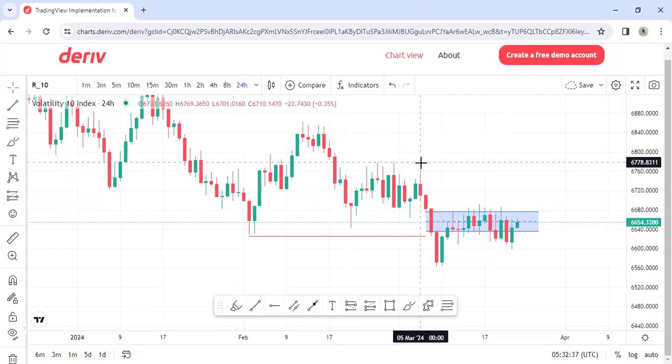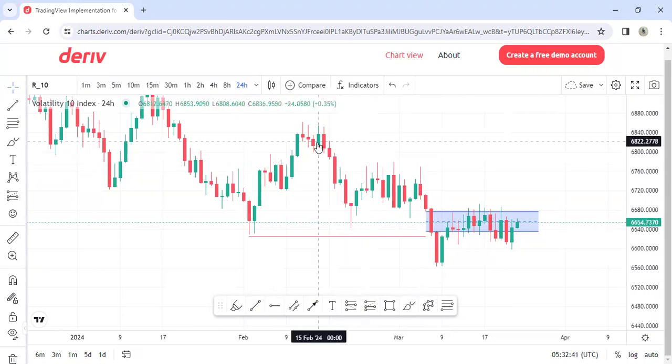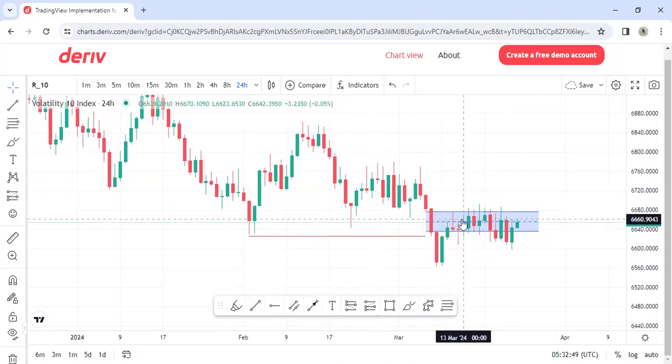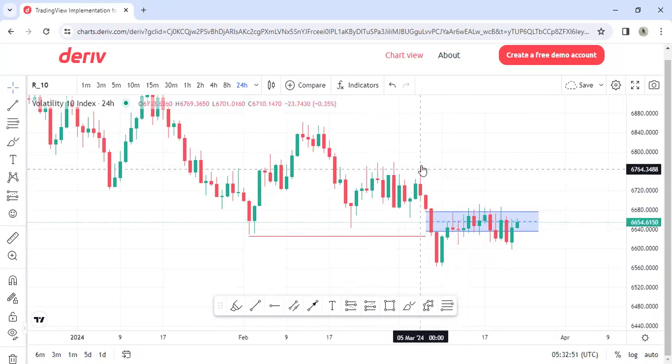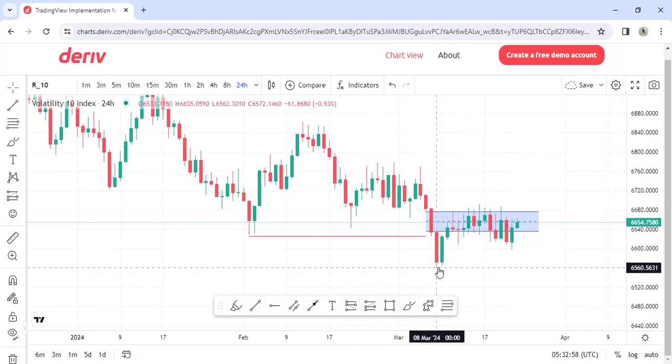We have this inducement here. We have this other block here. The other block has been tapped into. Okay, so now we can see that we have this series of highs here, and then we have this imbalance here, and then we have this low.